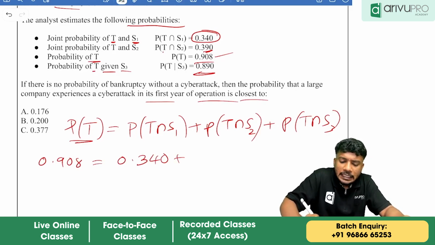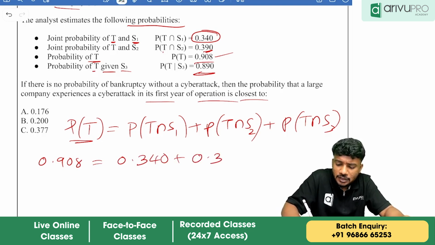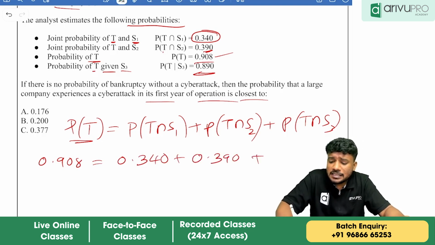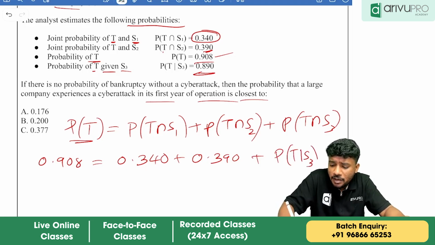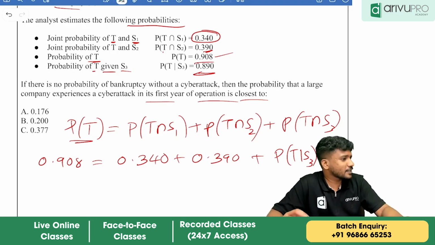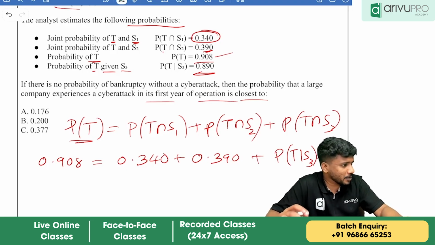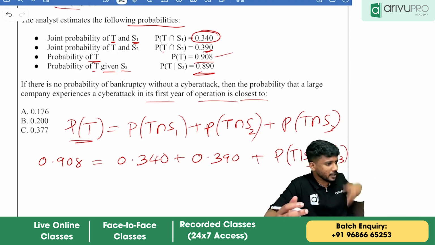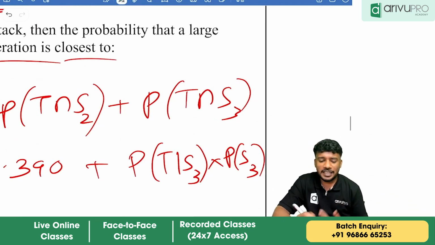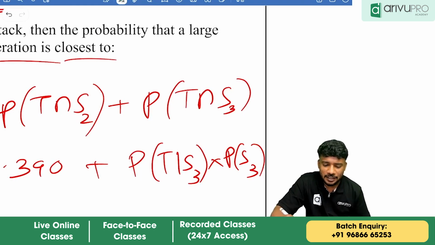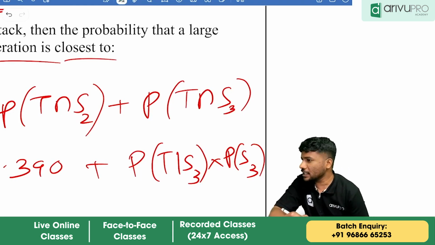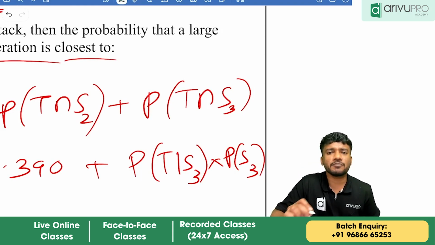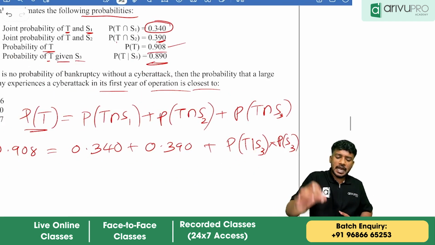0.340 plus T in the intersection S2 is how much? 0.390 plus T intersection S3. Can I write it as P of T given S3 multiplied with P of S3? Because we studied this long back in conditional probability. Do you remember? P of A given B can be written as P of A intersection B divided by P of B. Similar to that, P of T intersection S3 can be written as P of T given S3 multiplied with P of S3.